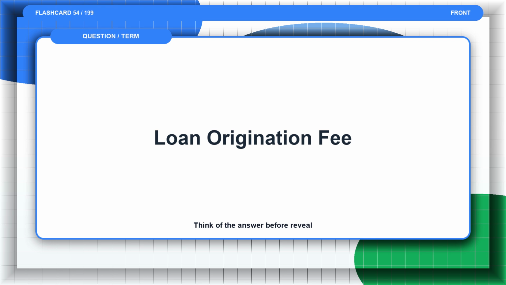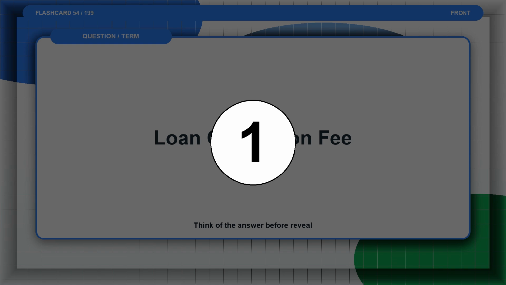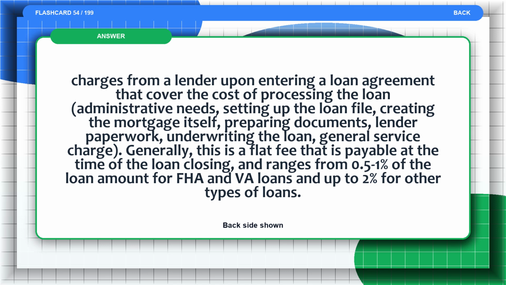Flashcard 54. Loan origination fee. Pause and think of the answer before the reveal. The answer is charges from a lender upon entering a loan agreement that cover the cost of processing the loan: administrative needs, setting up the loan file, creating the mortgage itself, preparing documents, lender paperwork, underwriting the loan, general service charge. Generally, this is a flat fee that is payable at the time of the loan closing and ranges from 0.5–1% of the loan amount for FHA and VA loans and up to 2% for other types of loans.